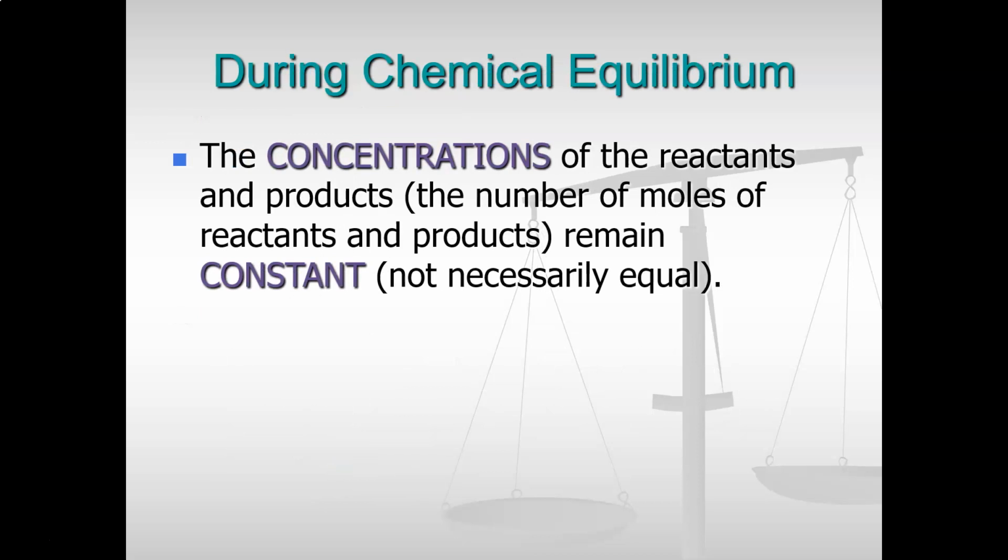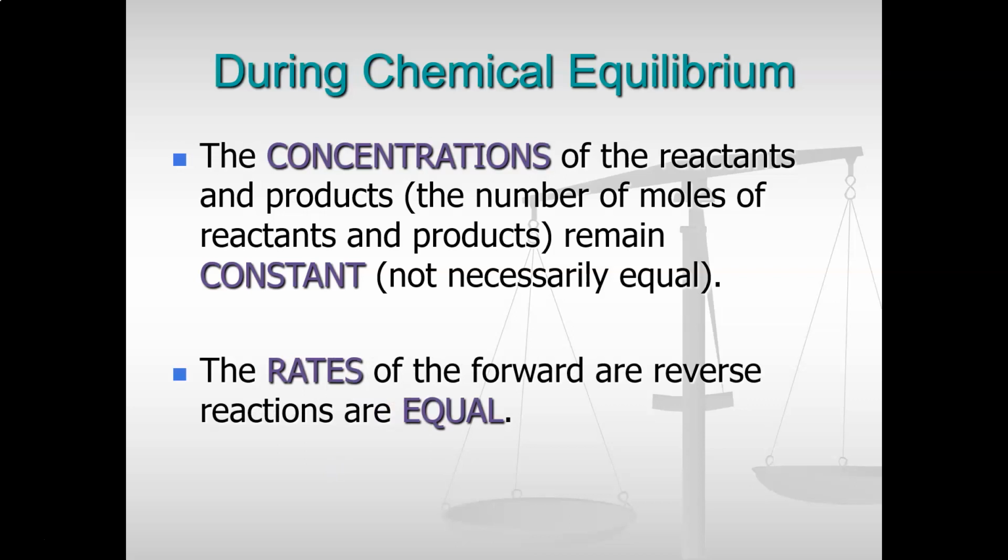So, during chemical equilibrium, there's two things that have to be true. Now, these two ideas are going to help you when you go to look at the video for the equilibrium simulation that's going to happen next on your list. So keep these two ideas in mind. The concentration of the reactants and products have to remain constant during chemical equilibrium. So there's no change in concentrations. However, what does have to be equal are the rates of the forward and the reverse reactions. So the speed at which the reactants go to the products and the speed at which the products go to the reactants, that's what has to be equal. So concentrations need to stay constant, but rates need to stay equal. Those are two ideas to keep in mind as you move forward.